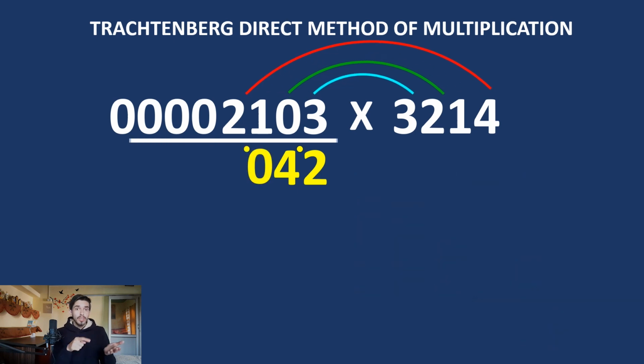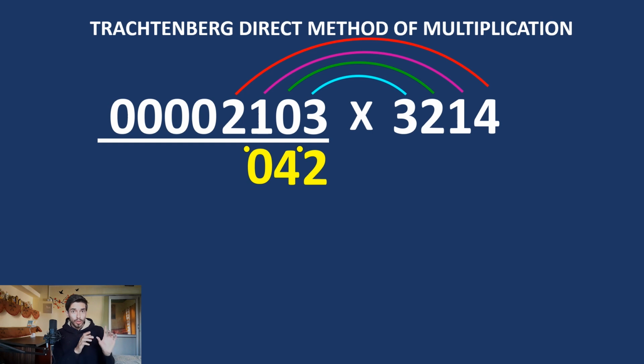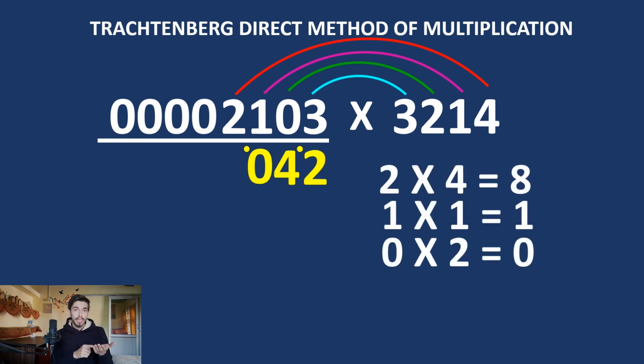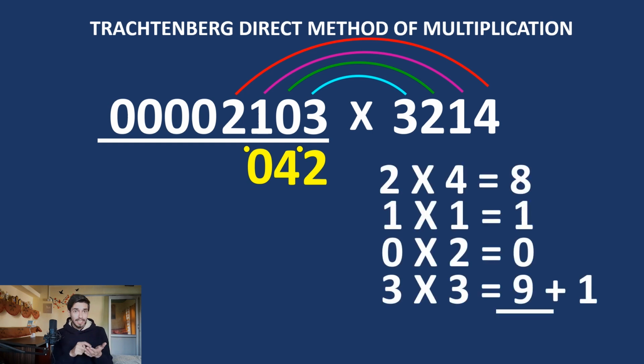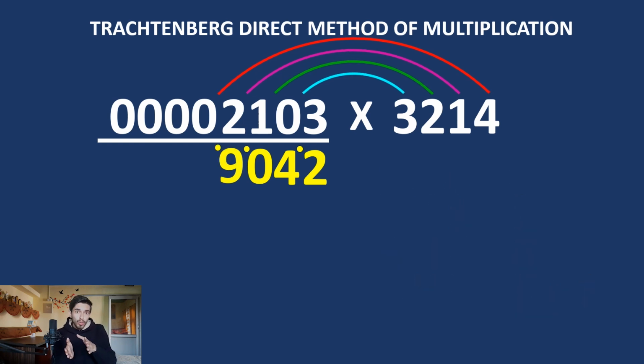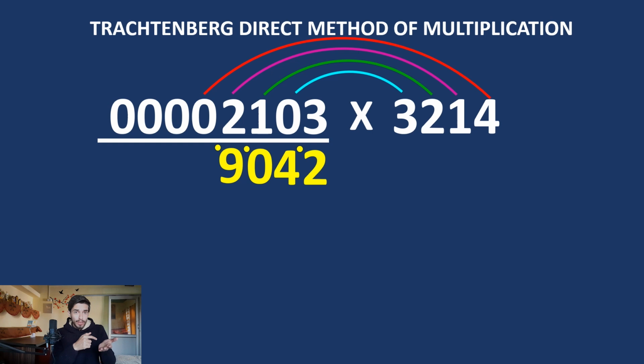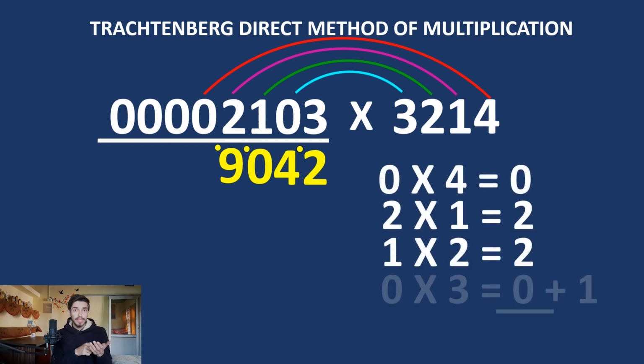Now from 2 we need 4 arches this time because we are multiplying with a 4-digit number here. So from the outermost pair to the innermost pair, 8 plus 1 plus 0 plus 9 and a carry, 19, 9 and a dot. Now move these 4 arches further, or make 4 arches from this 0 from the outermost pair to the innermost pair. We have 0 plus 2 plus 2 plus 0 and a carry, which is equal to 5.